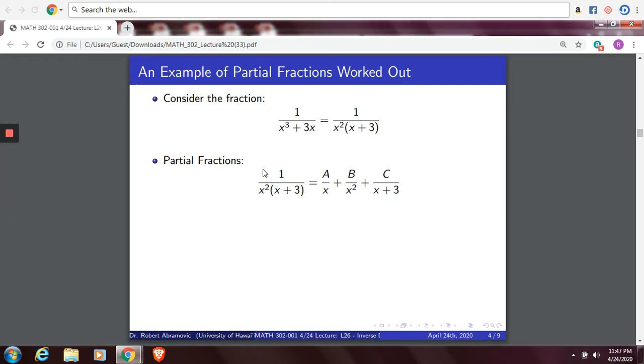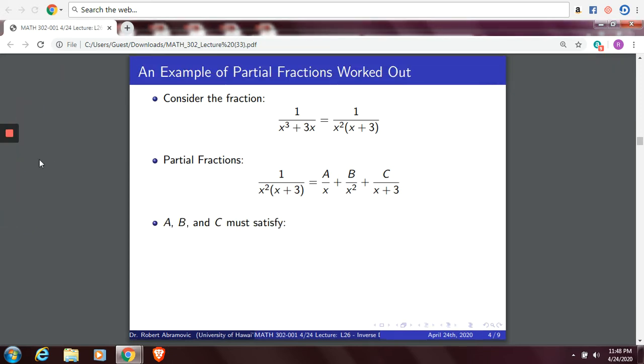And notice no factor here. x appeared twice, but it has degree 1. x plus 3 appeared once, it has degree 1. There is no factor in the denominator that had degree 2 or larger. If it did, then we would have included an ax plus b, or ax squared plus bx plus c, that is, a polynomial in the numerator that had degree larger than 0.